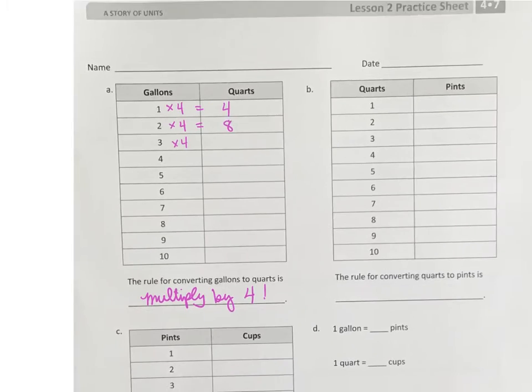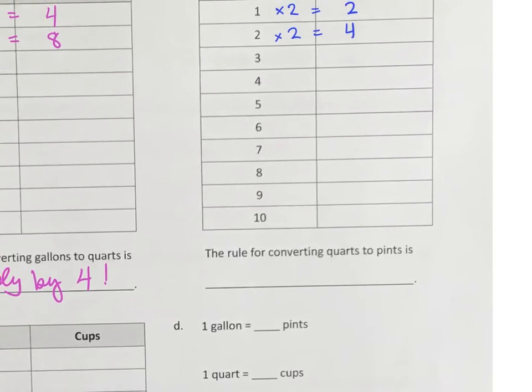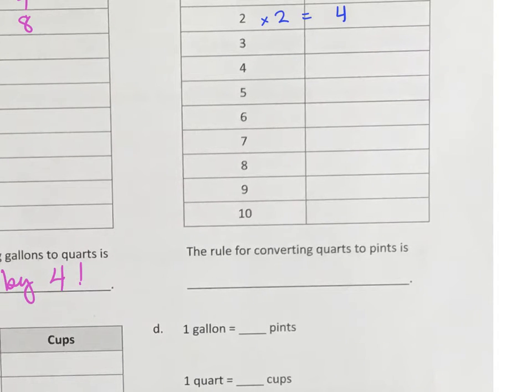Okay? When you're looking at quarts to pints, hopefully you remember the rule is for every 1 quart there is 2 pints. So I'm multiplying this table by 2. So for every 1 quart there are 2 pints. For every 2 quarts there are 4 pints. And you would just keep going down and finishing that pattern. And the rule for converting quarts to pints is times 2.